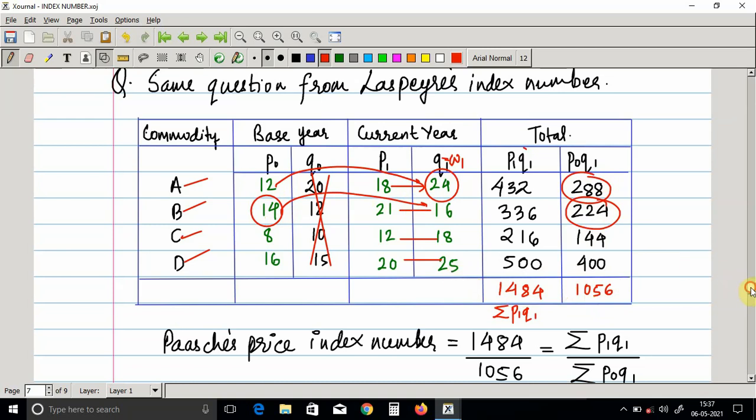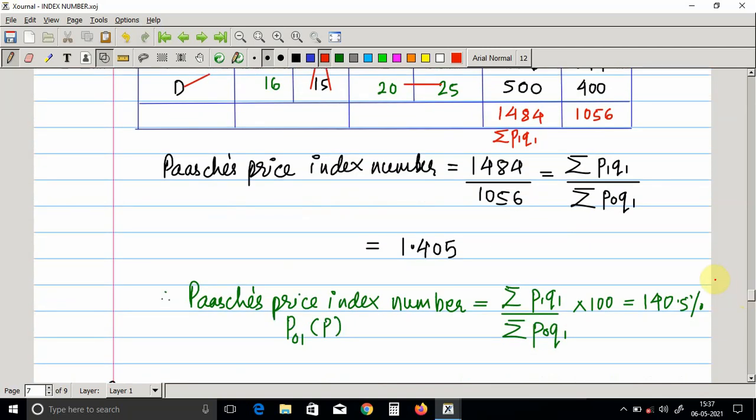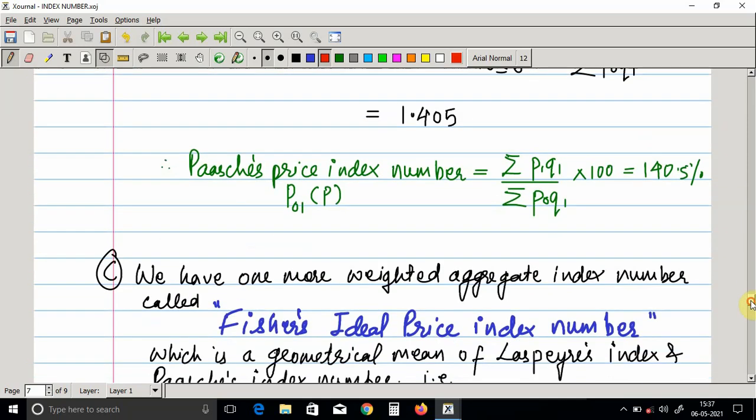So there is an increase. What is the increase? And how to compare it? It is a relative thing. You can compare the current bill with respect to the base year, and this is called the Paasche price index. This is the coefficient. Multiply into 100, we get 140%.